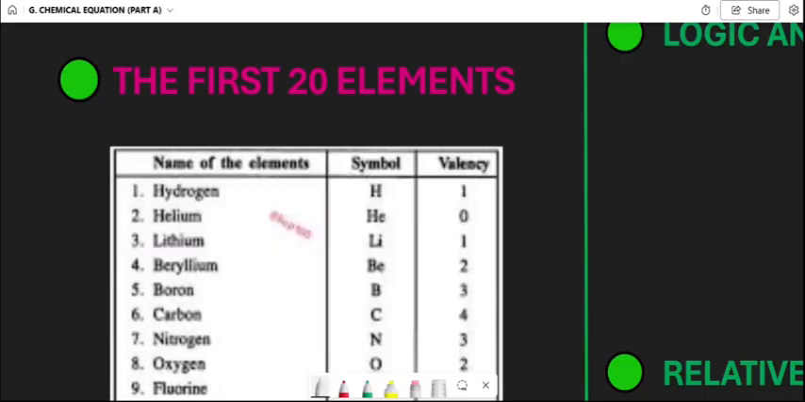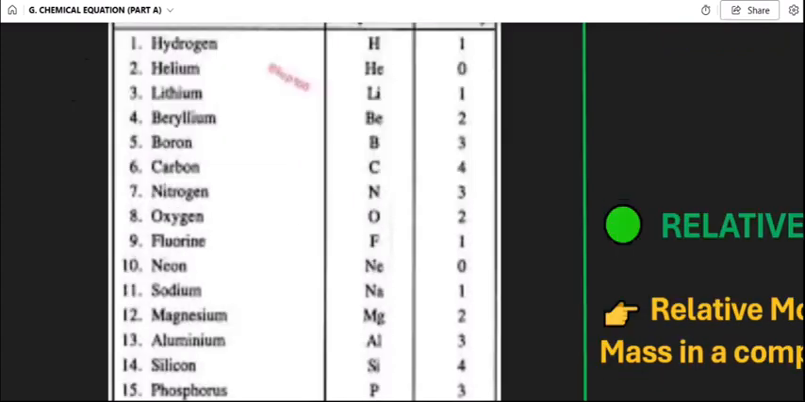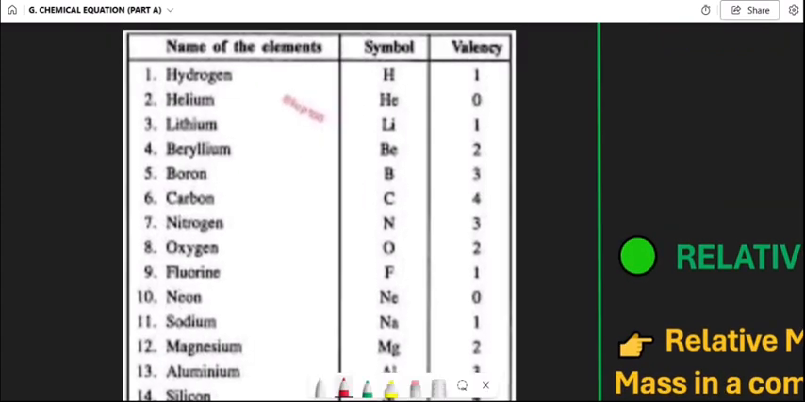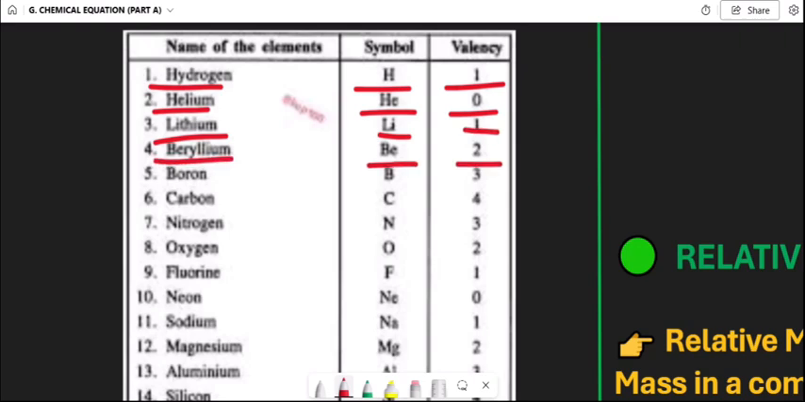Okay, let's talk about the first 20 elements, their symbols and valency. So we want to wrap up this section. So the first 20 elements, their symbols and their valency. Have it in mind, like I said, you need to memorize this. Hydrogen is symbolized as H and the valency is 1. Helium symbolized as He and valency is 0. Lithium, Li, valency is 1. Beryllium, Be, valency is 2. Boron, B, valency is 3. Carbon, C, valency is 4.